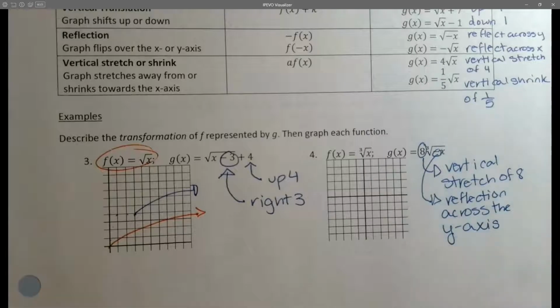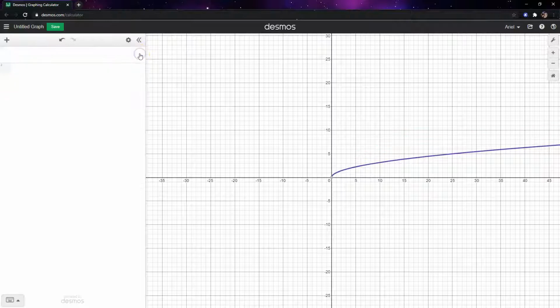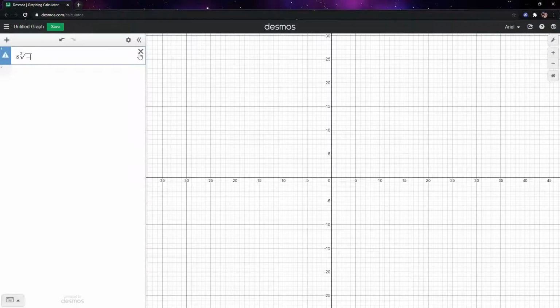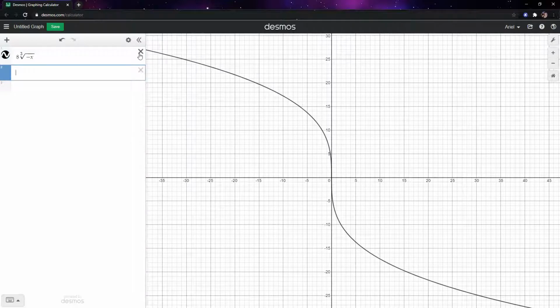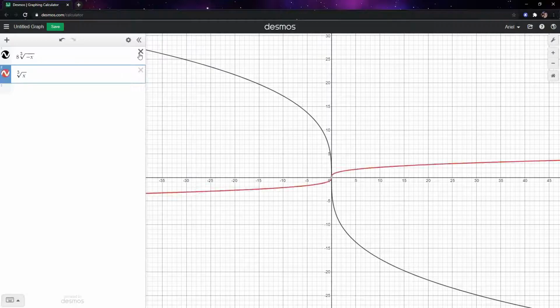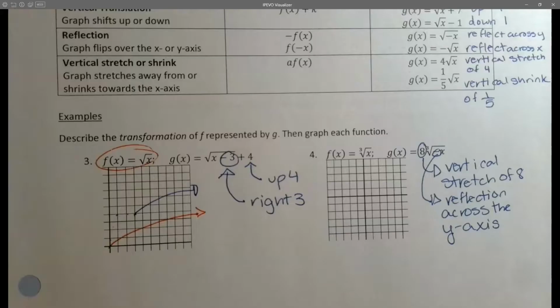Okay. So if I go ahead and graph these two on Desmos, I'm going to start off with the 8 cube root of negative x, and then cube root of x. So the red one is my original graph, and the black one is the transformed one. So you can see it reflects across the y-axis, and then it gets pulled so it's a lot skinnier in the middle. And I will remember to switch my screens before I go ahead and draw these.